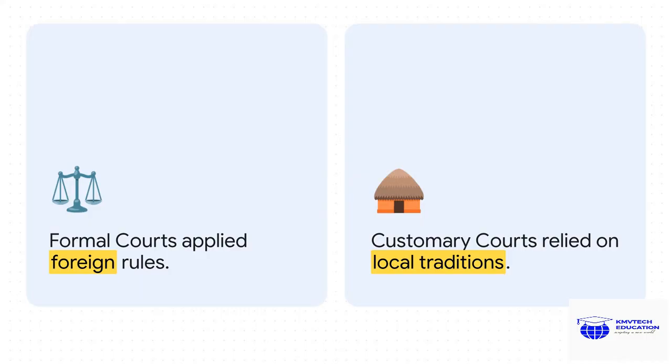But introducing it wasn't seamless. Its imposition actually created a strict dual system in the Protectorate. On one side, you had formal courts, like the High Court and subordinate courts, applying these foreign, English-derived evidence rules. But on the other side, local councils and chiefs, acting as customary courts, were relying on completely different local traditions and principles to resolve their disputes.